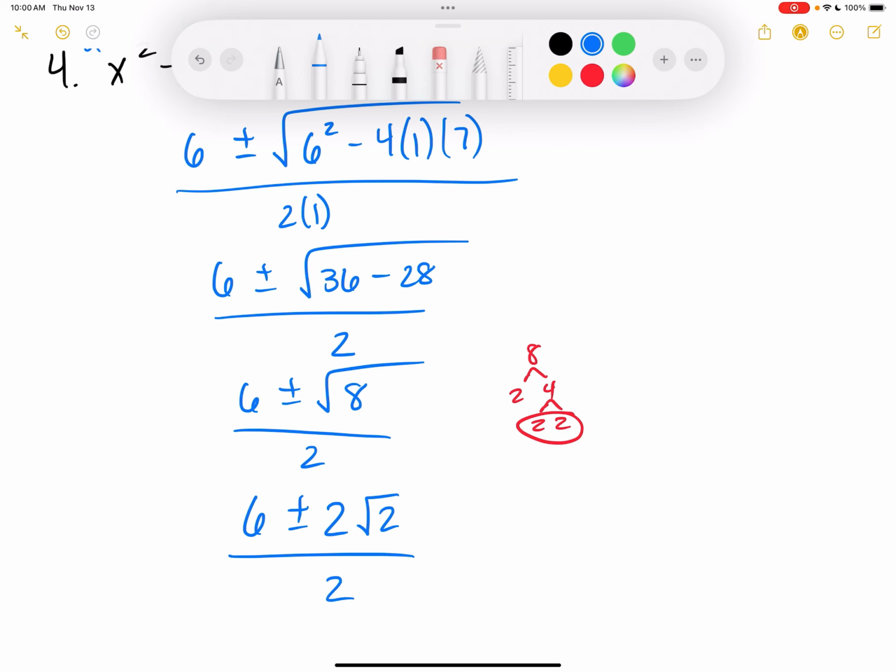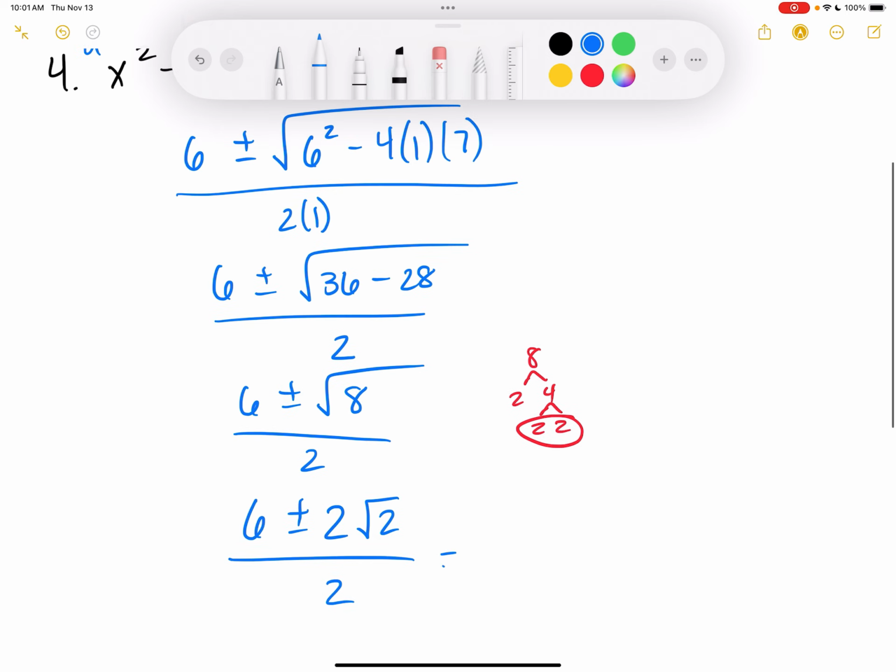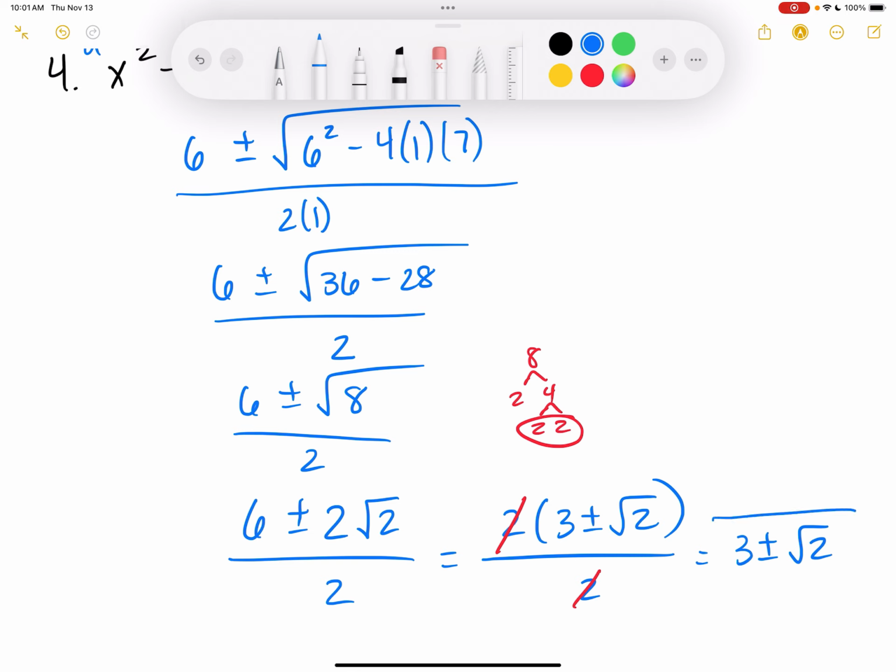But I'm not done. I can simplify this. I can take a 2 out of the top so that this becomes 2 times 3 plus or minus the square root of 2 all over 2. I can't cancel until I have done this. So I couldn't just cancel this 6 and this 2. People try to do that, but you can't do that. Now that I've factored it out of both pieces of the top, I can cancel it. And so my final answer is 3 plus or minus the square root of 2. X equals 3 plus or minus the square root of 2.